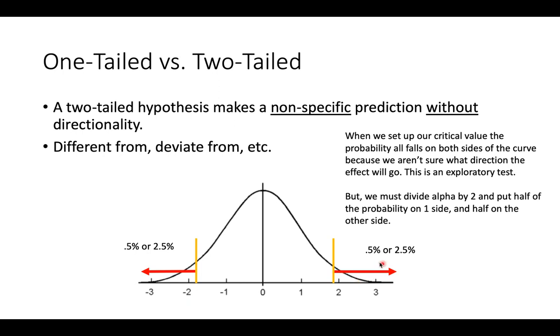And we would have to do the same thing if alpha is 0.01. If alpha is 1%, then we have to distribute half of alpha on the high side and half on the low side, meaning that we are only convinced if our sample falls in the 0.5% most extreme below or the 0.5% most extreme above of the population.